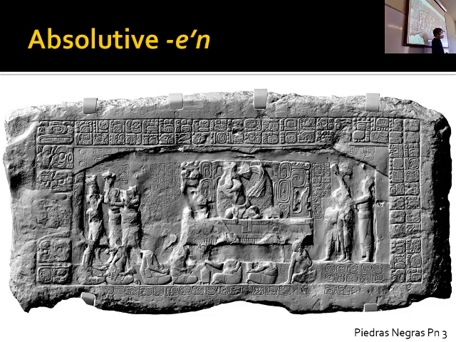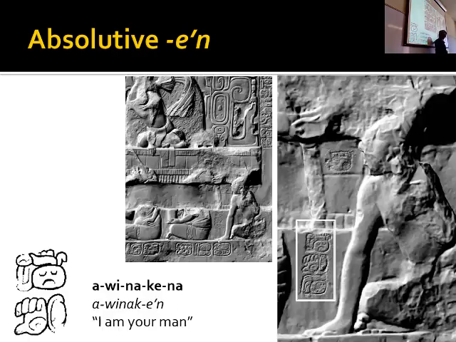This fellow, there's a ruler on the throne, very obviously so. And his arm is like this, which is a gesture of respect and submission. So if you respect someone really a lot, you do like this, right? This person is respectful, and he's saying something, and he says, "Awi na ke na yol chan." I am your man.